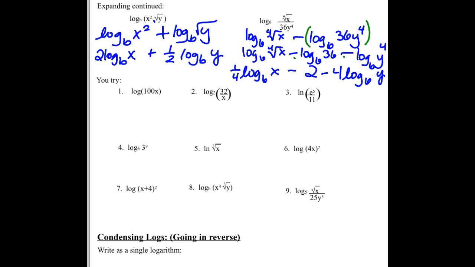Okay, I'm going to pause the video. You guys are going to try 1 through 9 at your tables, talk about them, make sure you agree on them.